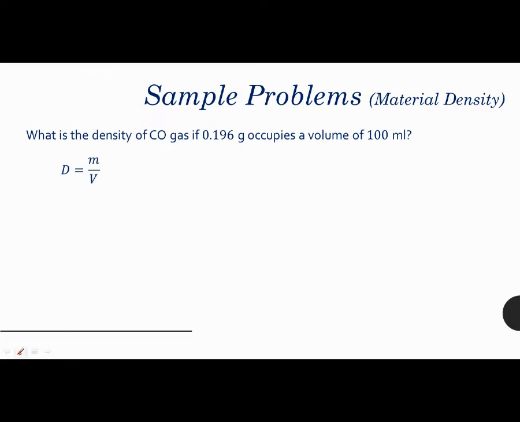What is the density of CO, carbon monoxide gas, if 0.196 grams occupies a volume? Every time, please write the formula. What is the mass? It is 0.196 grams. What is the volume? You see that volume is given as 100 ml.